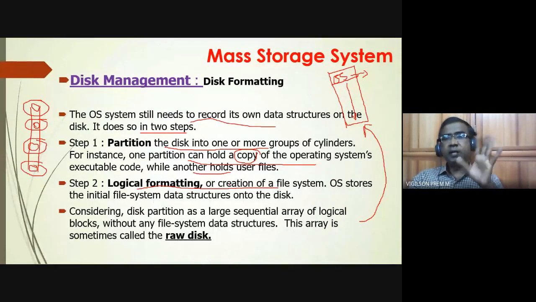Disk formatting is partitioning as a large sequential array of logical blocks without any file system data structure. The array is sometimes called a raw disk. This is what I told in the beginning. A blank slate, like that we used to say, no, blank slate. That is a raw disk or fresh disk. When will it be a usable disk? After logical formatting and physical formatting. Now the disk is ready for storing data and reading data.